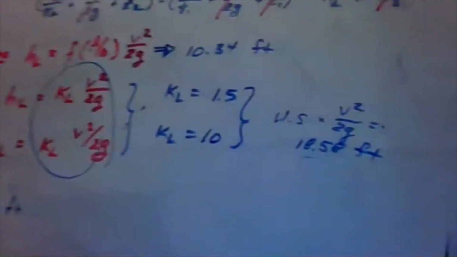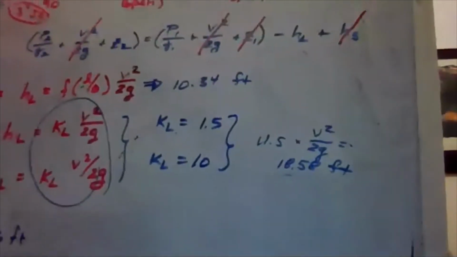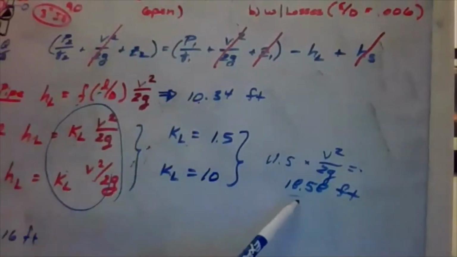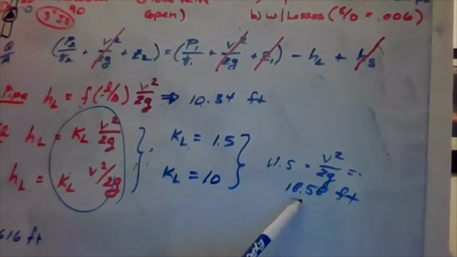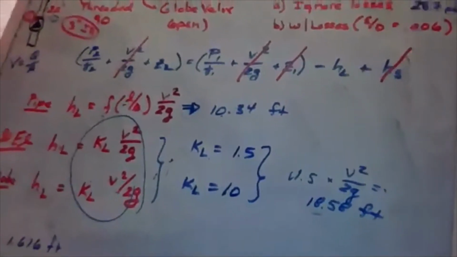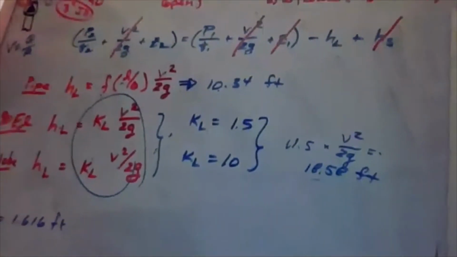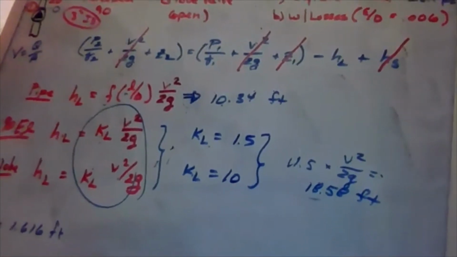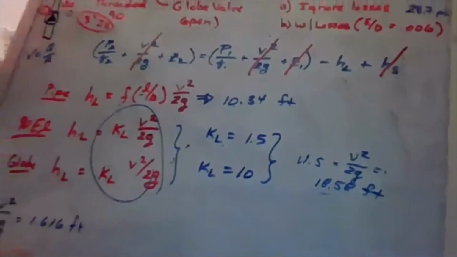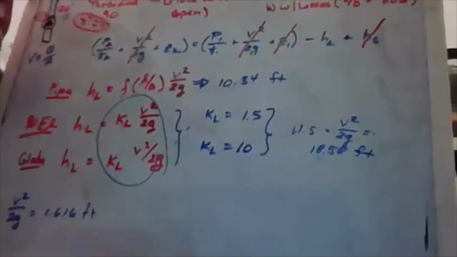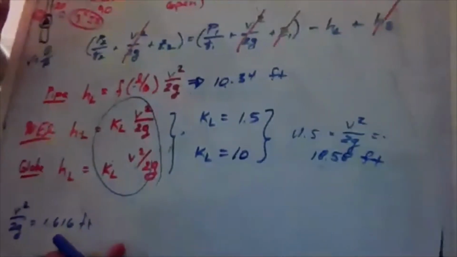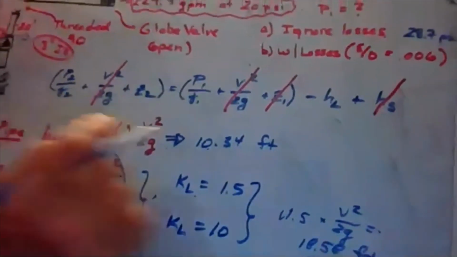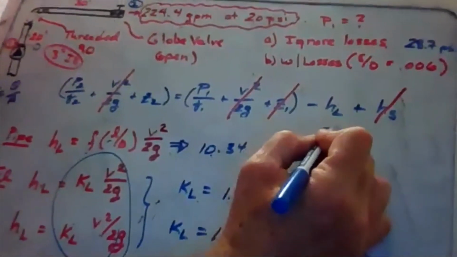Okay, I'm sorry, my writing was a little bit out there. So let's think about where we're going. We've got piping loss of 10.34 feet and fitting loss of 18.58 feet, and we can add those together to get our total loss. Okay, and I got 28.9. I'm just going to go with that. Our total loss is 28.9. Where is that in this whole equation that we have up here? That's that term right there, 28.9.